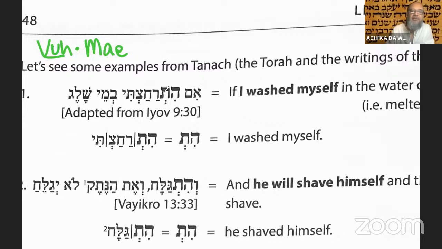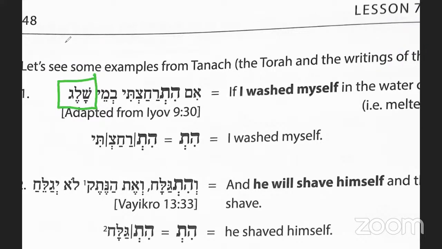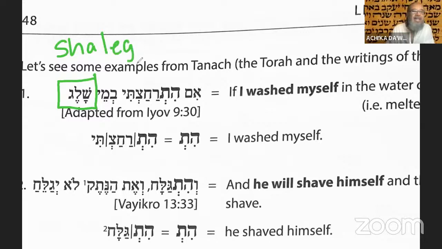So we got M Hithrakatsti Vame. That is real quick. It is V. Even though if it had a dot in it, it would be V, but it doesn't have that dot in it. And I'll explain it grammatically later, like these two dots in the yod represent plurality, when we get into another class. What's the next one? Shaleg. Okay. So M Hithrakatsti Vame Shaleg.